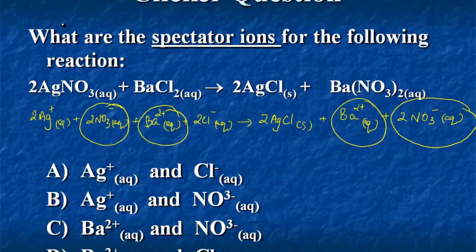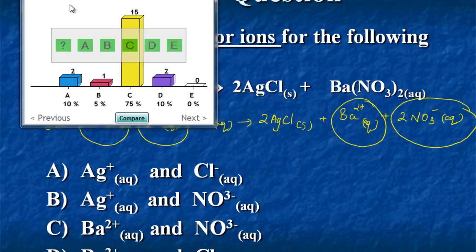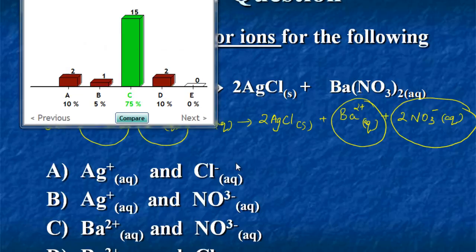So our answer should be, who said A? Okay, well, C is the right answer, and I see that A and D have been chosen as the answers. A, absolutely no chance, because AgCl is a solid, so Ag plus and Cl minus cannot exist on both sides. D, once again same reason, Cl minus cannot exist on both sides because it's been a solid on the right side. How about B? Well, Ag plus cannot exist on both sides because Ag is a solid on the right side.